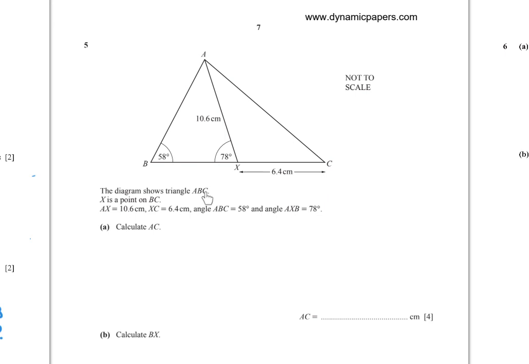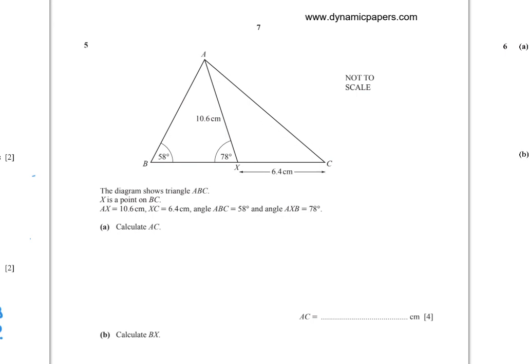Number 5. The diagram shows triangle ABC. X is a point on BC. AX is 10.6. XC is 6.4. Angle ABC is 58. Angle AXB is 78. Calculate AC.